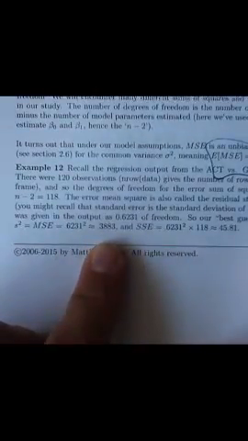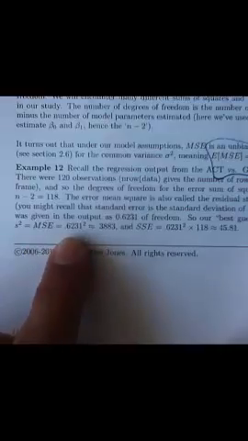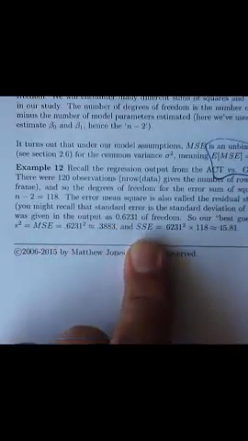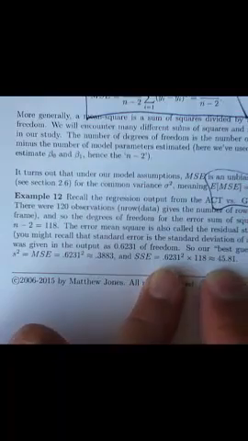If I take MSE, it's the square of that 0.6231, and our sum of squared errors is going to be that MSE multiplied by the degrees of freedom, n minus 2. So take that number, multiply by 118, and that'll give me 45.81.